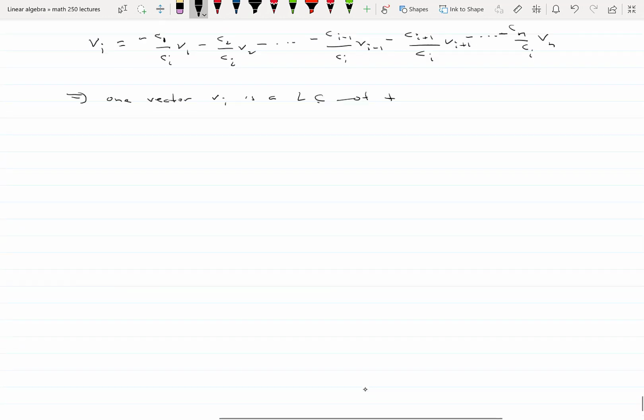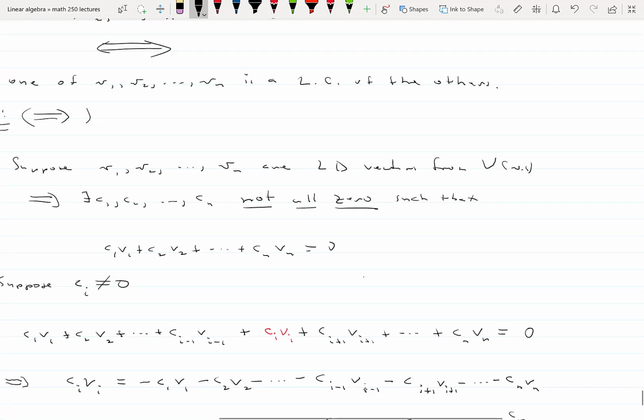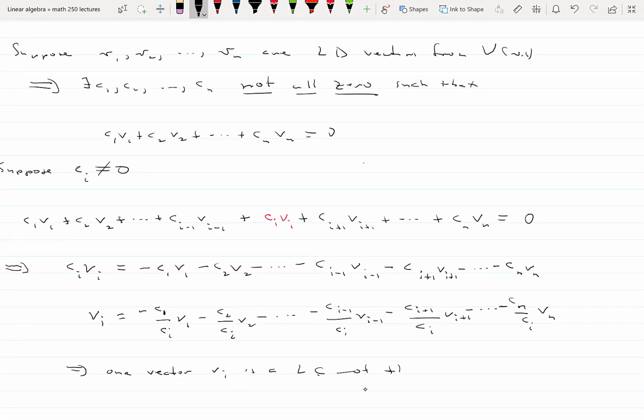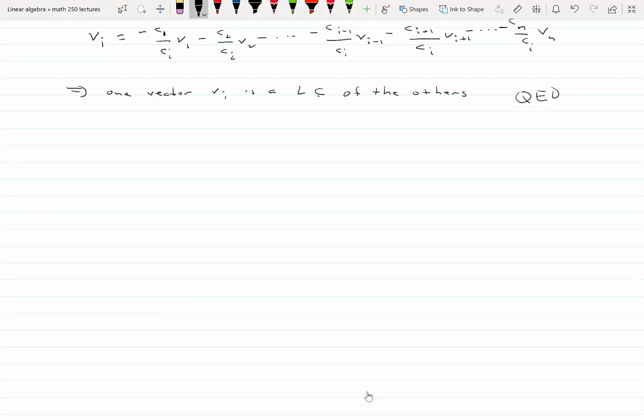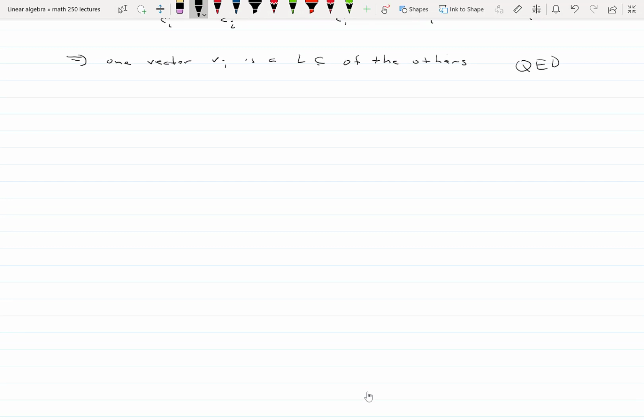Oops. Oh my goodness, my Surface is going a little nuts. Okay. So now let's prove the other direction. Let's prove the other direction. For the other direction, what we're doing is we're assuming that which we proved in the first direction. Assume one of the vectors v1 to vn is a linear combination of the others.